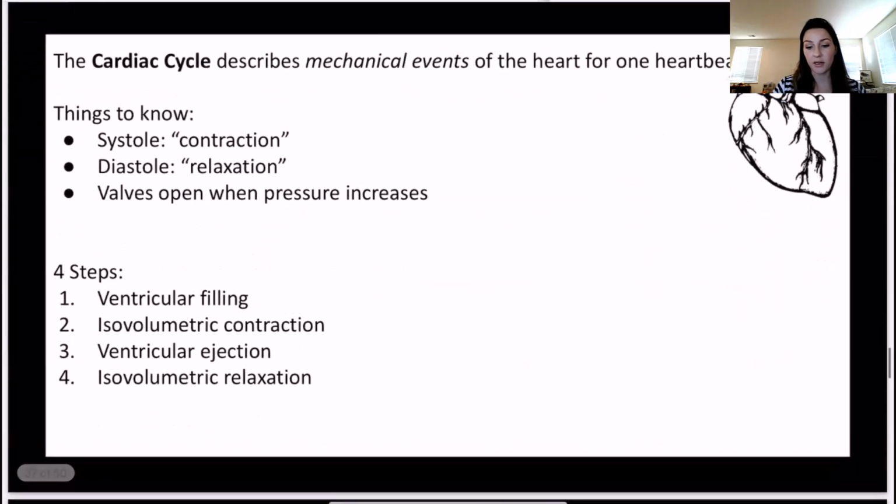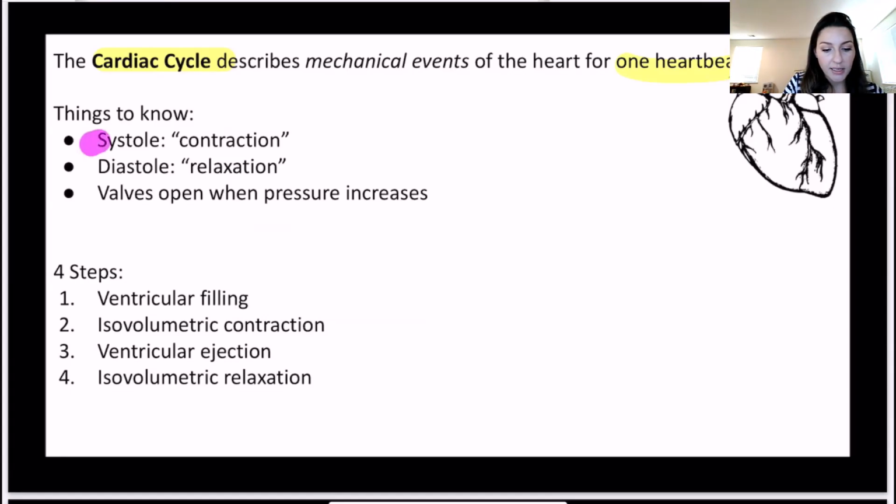So when we talk about the cardiac cycle, this is a new word, so I'm highlighting it. The cardiac cycle is just one heartbeat. It's all of the mechanical events that happen in one single heartbeat. And so there are some new words, and I'm going to highlight them in pink just because pink sounds fun to me today.